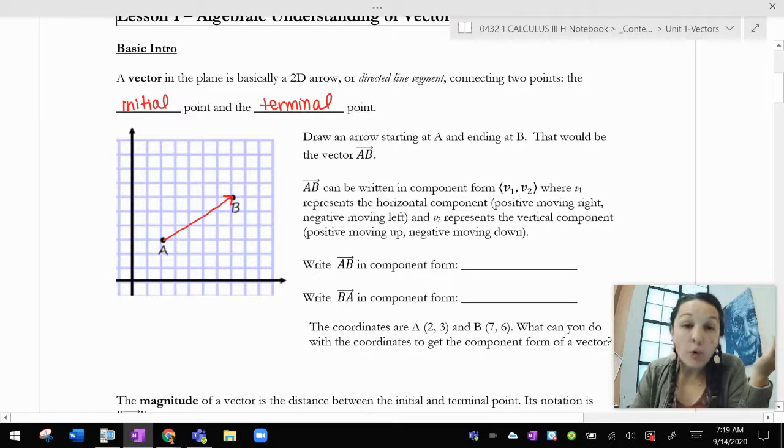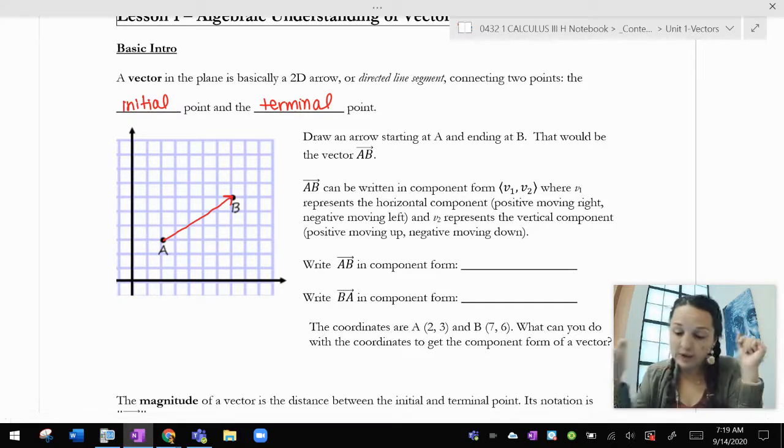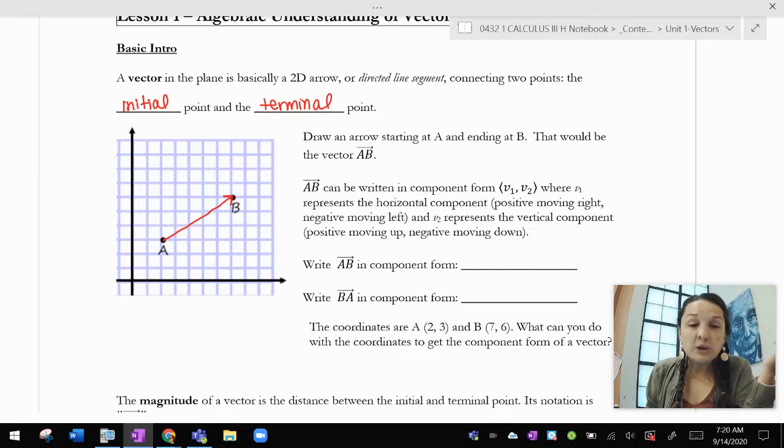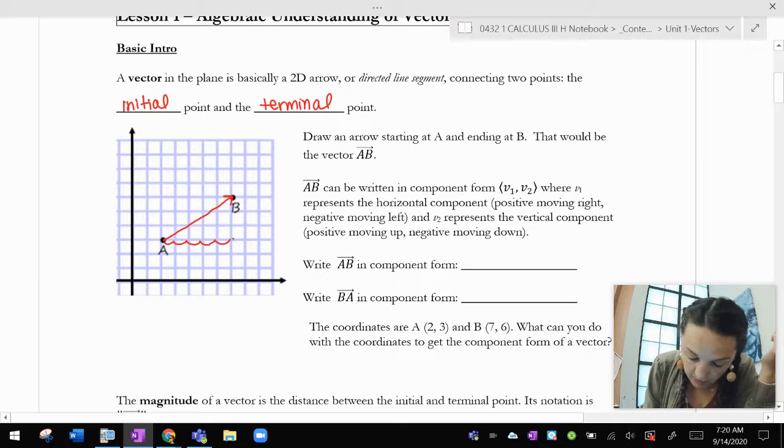AB can be written in component form, and that's got little pointy brackets, V1, V2, where V1 is your horizontal component. Positive means to the right, negative means to the left. And V2 is your vertical component. Positive means up, negative means down. So if I wanted to write AB in component form, I am going to the right 1, 2, 3, 4, 5, and I am going up 1, 2, 3. So this would be 5, 3.